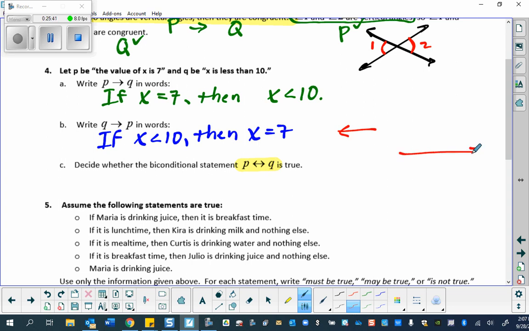Because if we're talking about a number line where I have 7 and all my values of x are less than 7, guess what? It could be 6, 5, 4, 3, 2, 1, all the way down to the negatives and all the rational numbers in between. Oh, not 7. This is 10. X is less than 10. It can be all those different numbers. So this is a true statement, but this is not, therefore not biconditional.